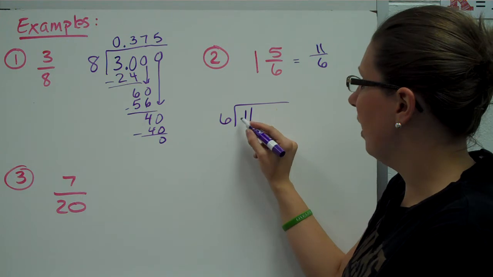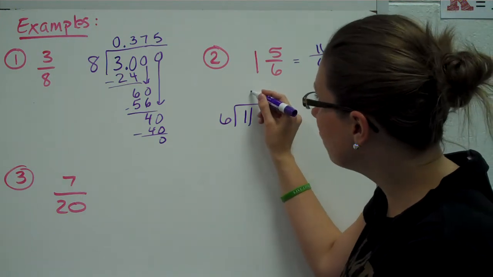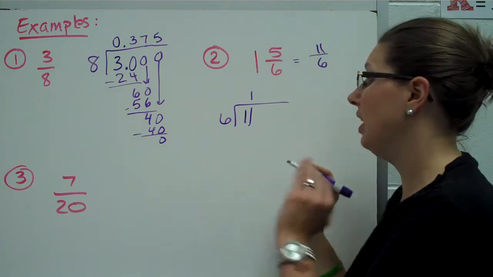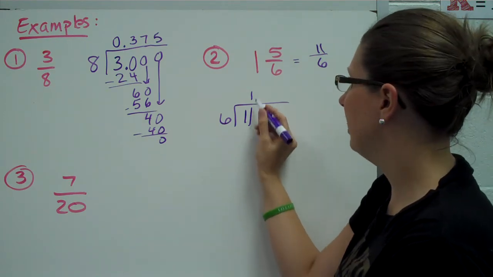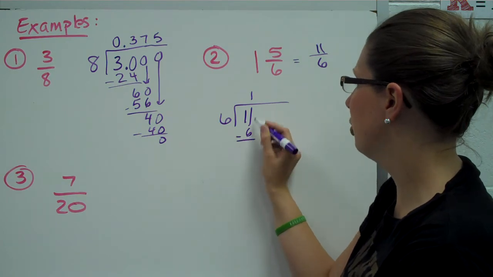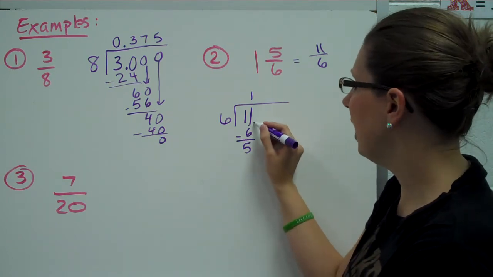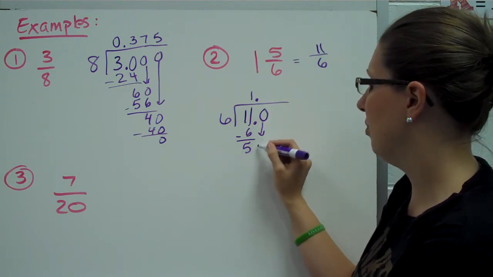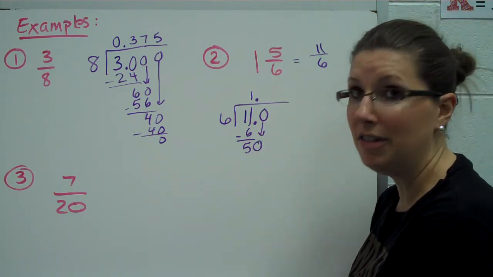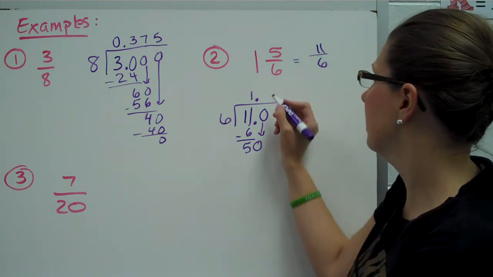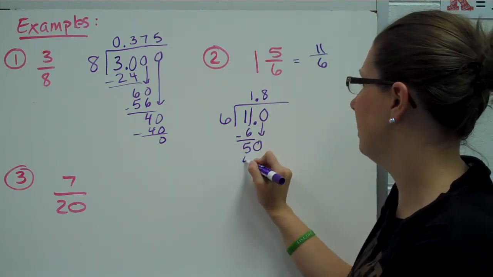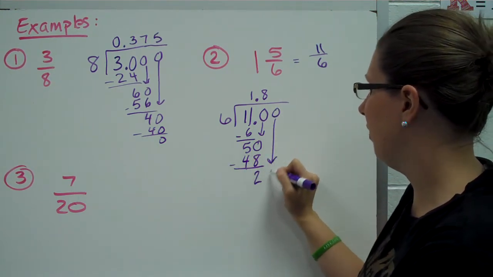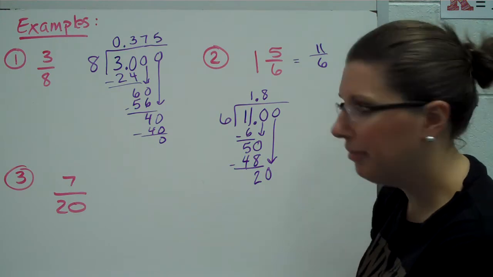6 goes into 11 once. So I'm going to put a 1 here above the 1 that's in the ones place of the 11. And 1 times 6 is 6. I subtract to get 5. I'm going to have to add a decimal, bring it up, add a 0, bring it down. Does 6 go into 50? Yes, it does. 6 goes into 50 8 times. 8 times 6 is 48. There's 2 left over. Add a 0, bring it down.